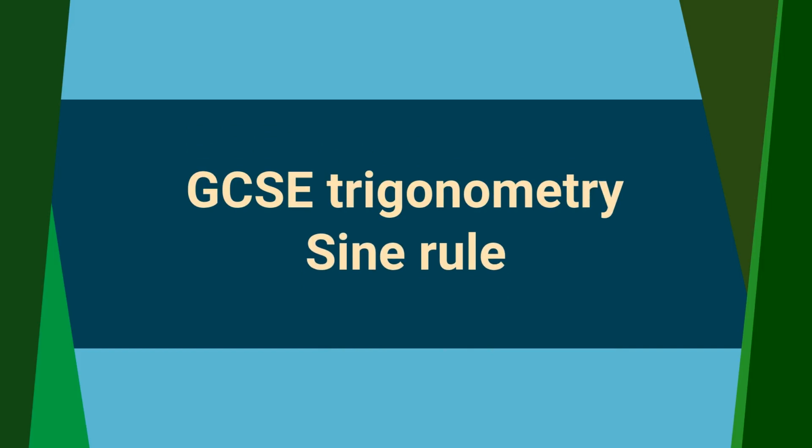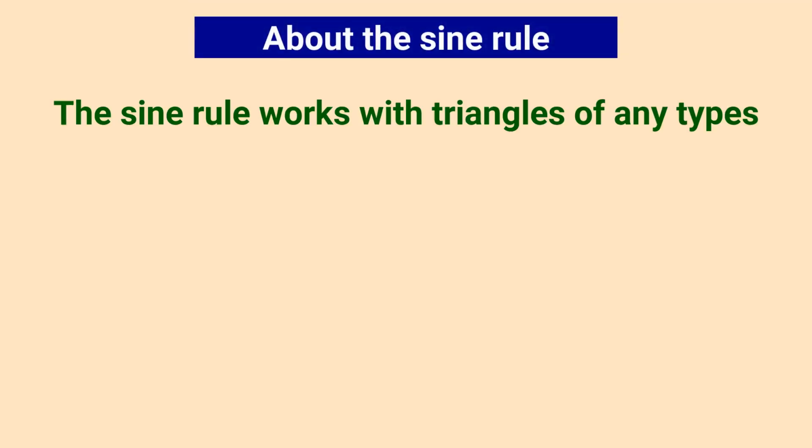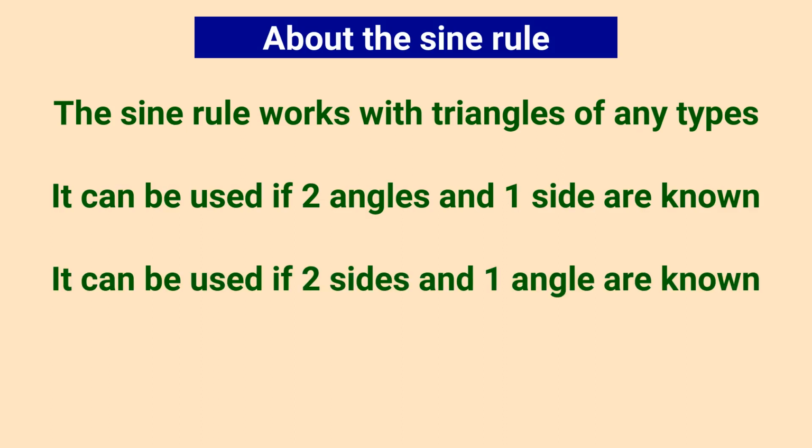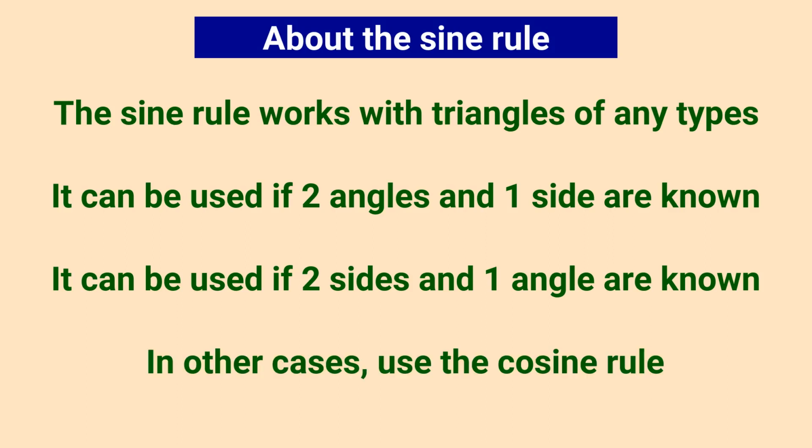This video covers the sine rule. The sine rule can be used with any type of triangle, not just a right-angled triangle. It can be used if two angles on one side are known to find the other side. It can also be used if two sides of one angle are known. In other cases, you can use the cosine rule instead.